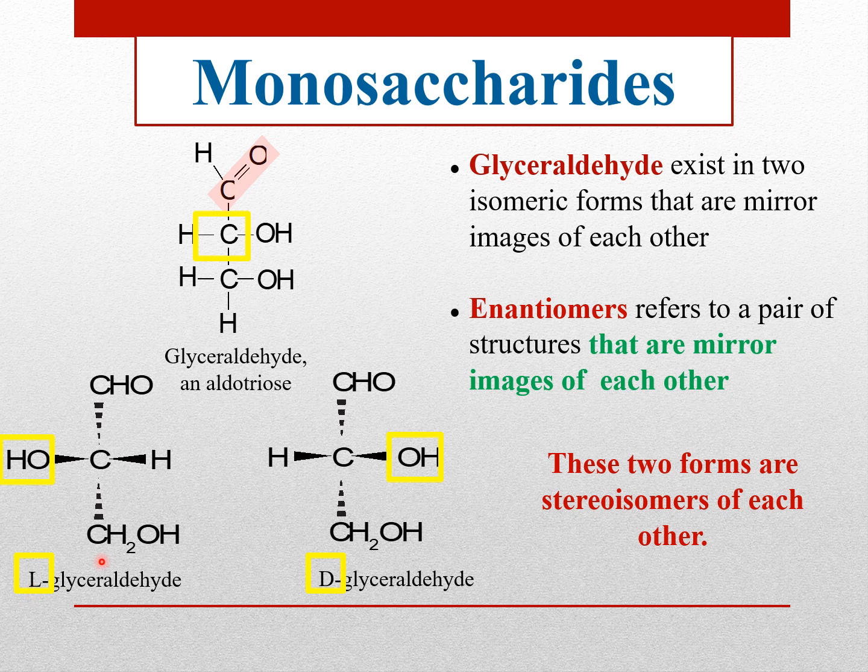On top of it, this also can be called enantiomer. Enantiomer refers to a pair of structures that are mirror images of each other. So as shown here, these two are enantiomers. Just bear in mind, it will be better understood if there is more of this carbon before CH2OH. If there's another carbon here, then enantiomer can be understood much better.